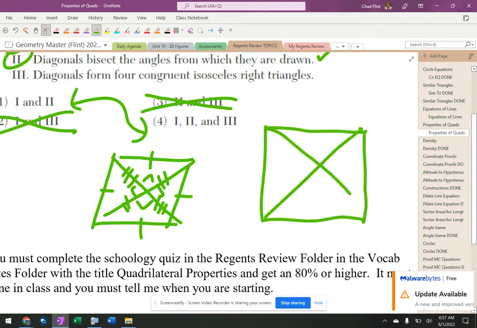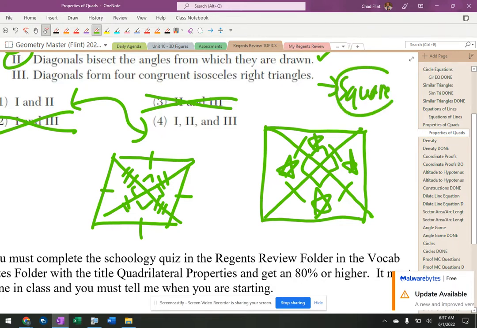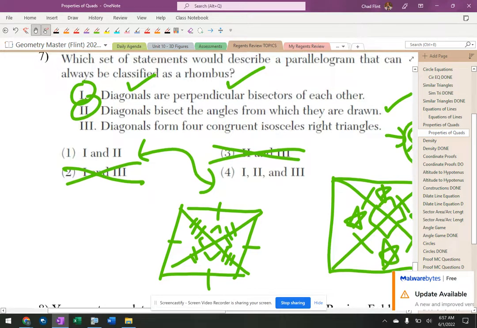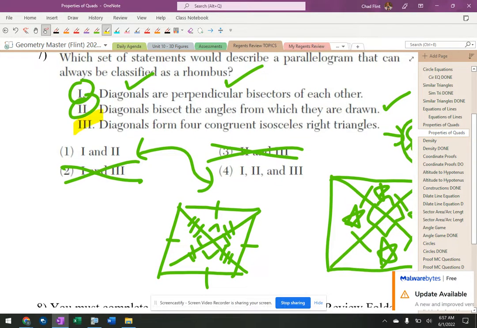All right, so here's a square. The diagonals cut each other in half, but they're also the same. And then the diagonals are perpendicular because, remember, it steals everything. So there I have 4 congruent right isosceles triangles. All right. A square is a rhombus. So if that was happening, it would make it be a square, which would make it be a rhombus, which means the answer is 4.